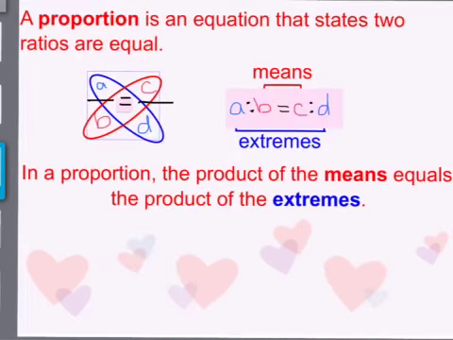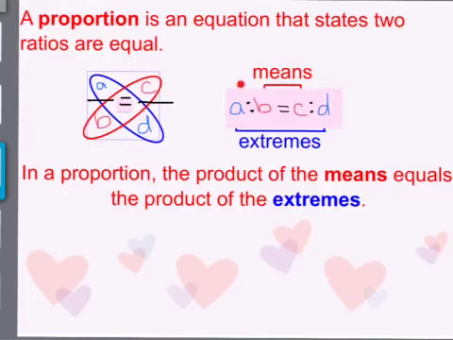Here we can just review the actual terminology used for proportions and ratios. A proportion is an equation that states that two ratios are equal. So we have A/B and C/D. This is a ratio, this is a ratio, and they're equal to each other. What's circled in red is called the means, and what's circled in blue is called the extremes.